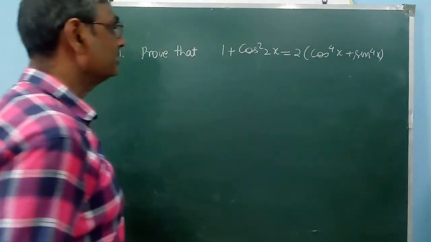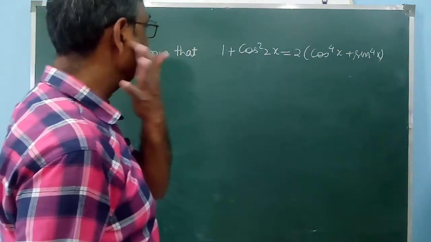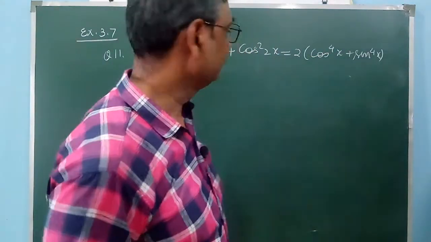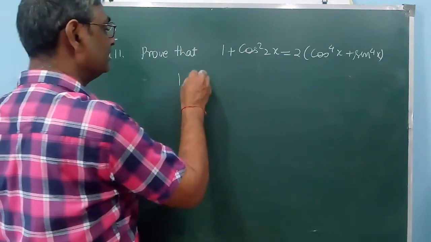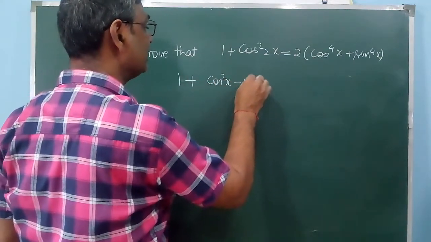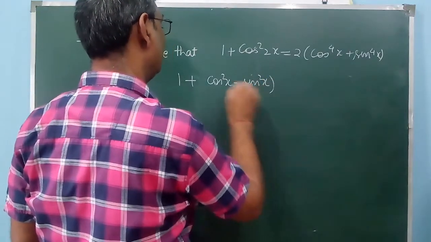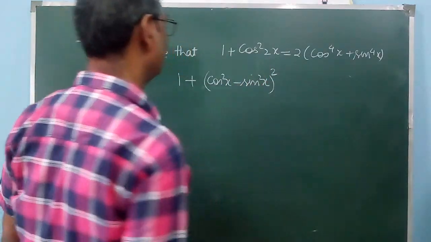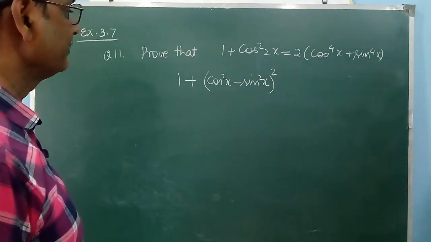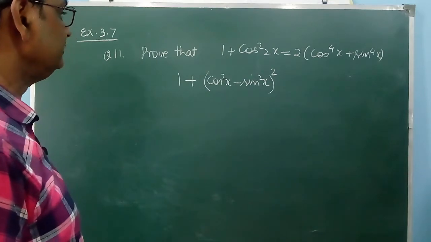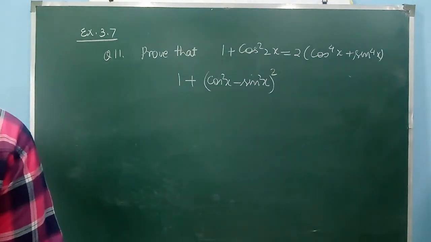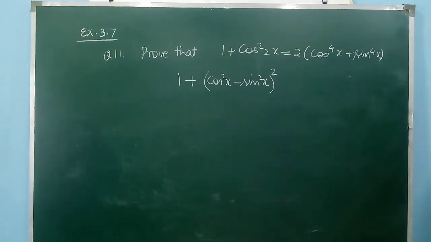What can we do with this? Just think about the formula. We need cos power 4x and sin power 4x, that we can have from here. Here 1 plus this I can write as cos square x minus sin square x whole square. This one. It is 1 plus cos square, yes.